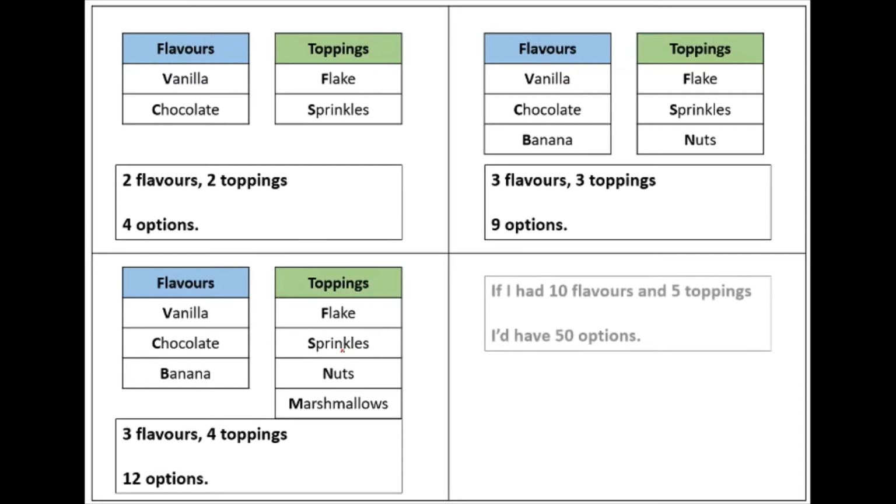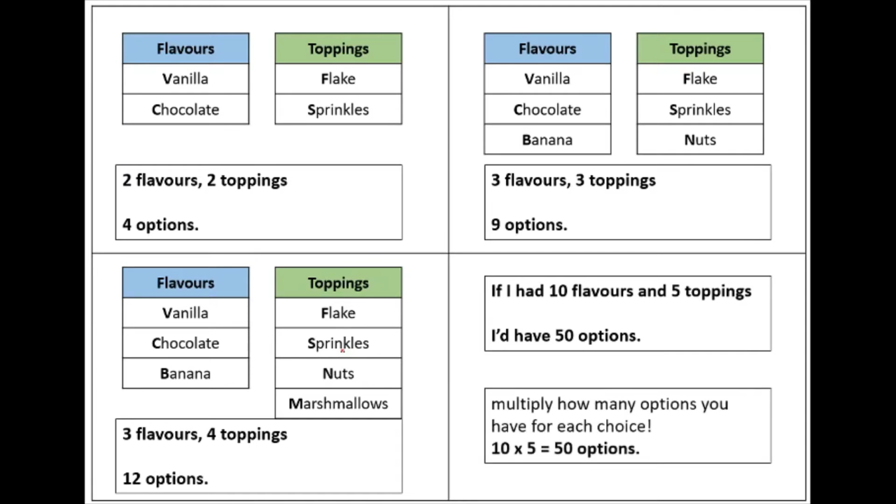So my question to you is, if I have 10 flavours and 5 toppings, I'd have 50 options. How am I working that out without listing them? Hopefully, you'll have noticed that all I'm doing is multiplying them together. So for the first one, 2 times 2 was 4, 3 times 3 was 9, 3 times 4 was 12, 10 times 5 was 50.